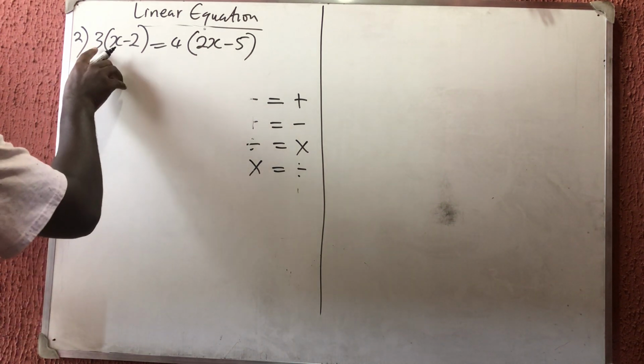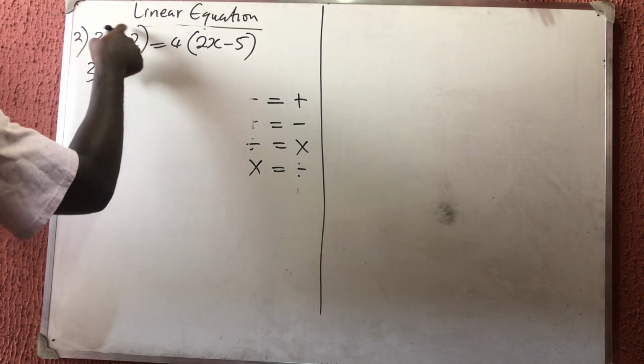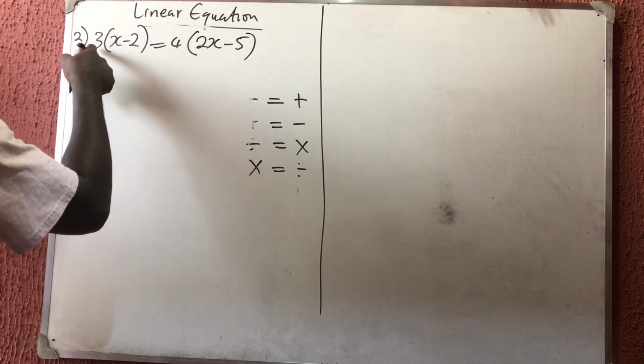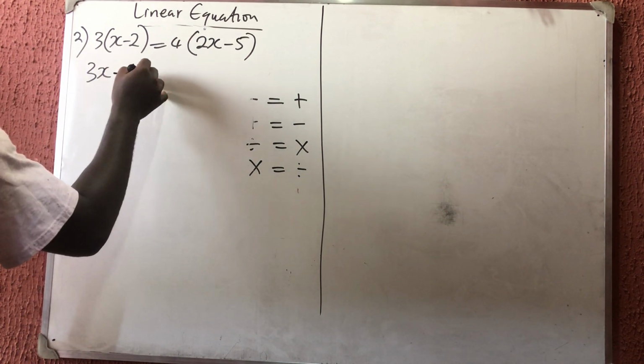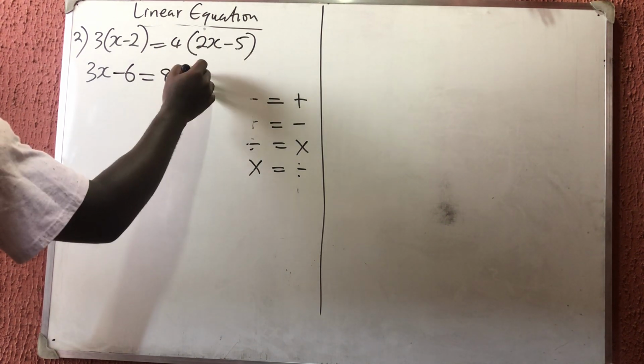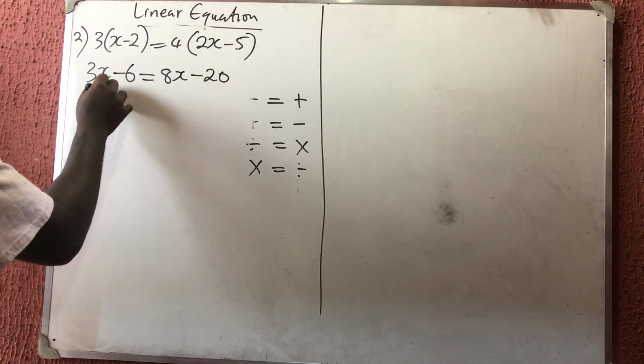So let us expand. 3 times x is what? 3x. This 3 is for everybody inside this bracket. So that's why I say 3 times x, 3x. 3 times 2 is what? 6 is equal to 4 times this will give you what? 8x. 4 times this will give you what? Minus 20. Then we can now collect like terms.